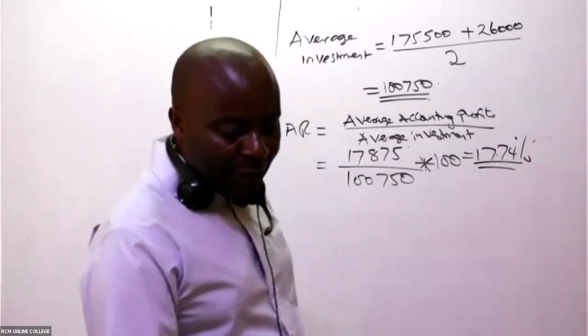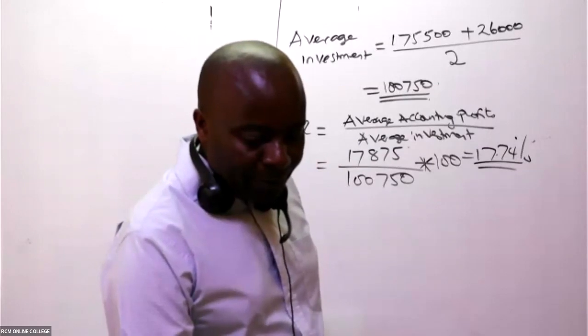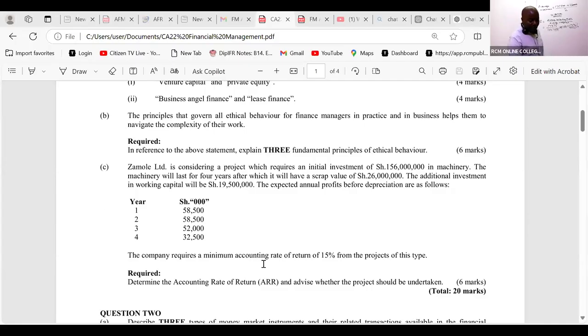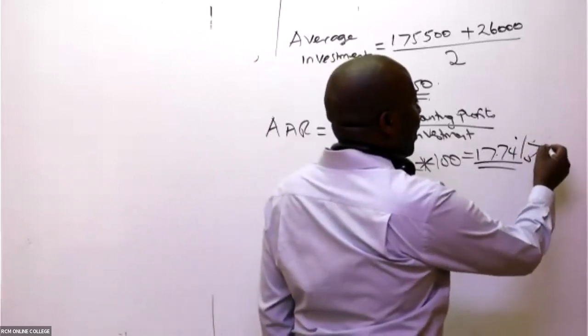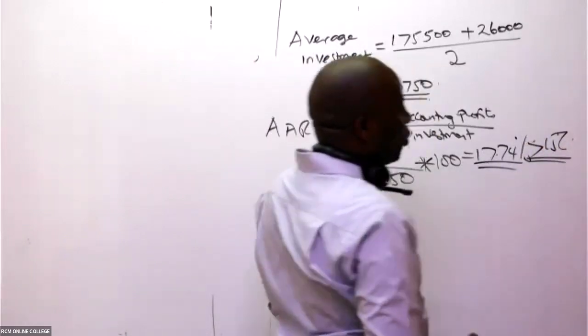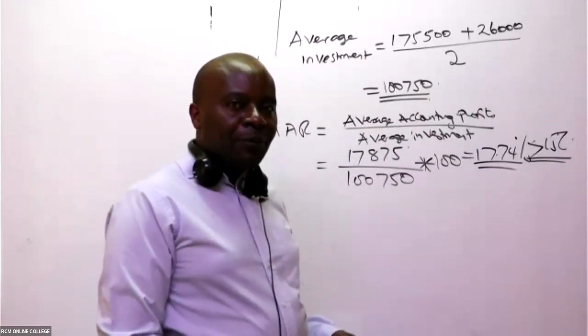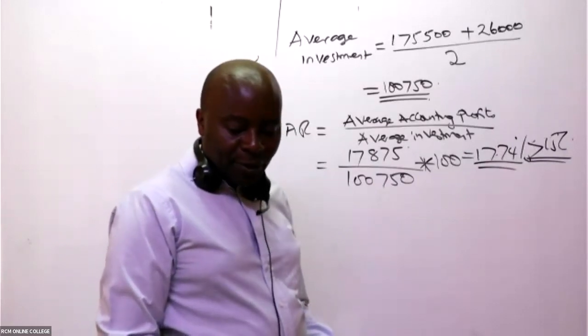Are you able to see the required minimum? The required minimum accounting rate of return is 15%. And our project is giving us 17.74. So this is more than 15%, and therefore we should accept the project.